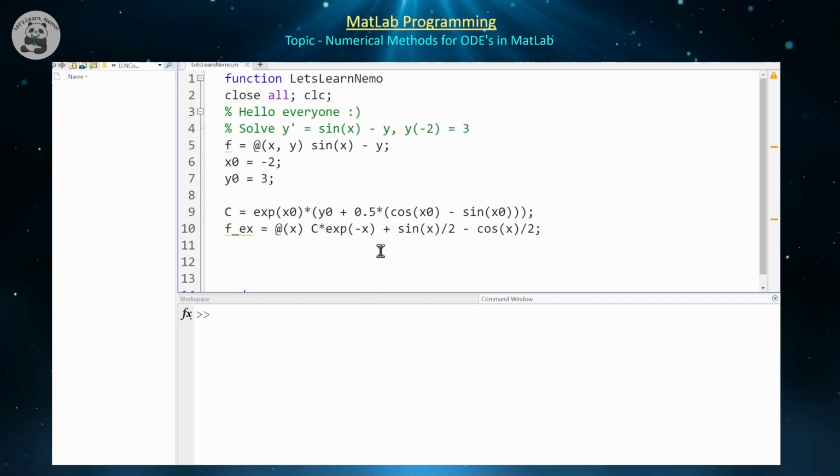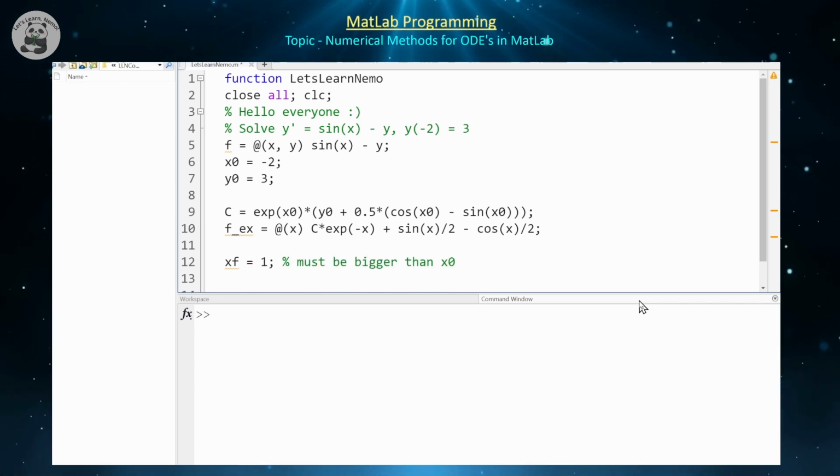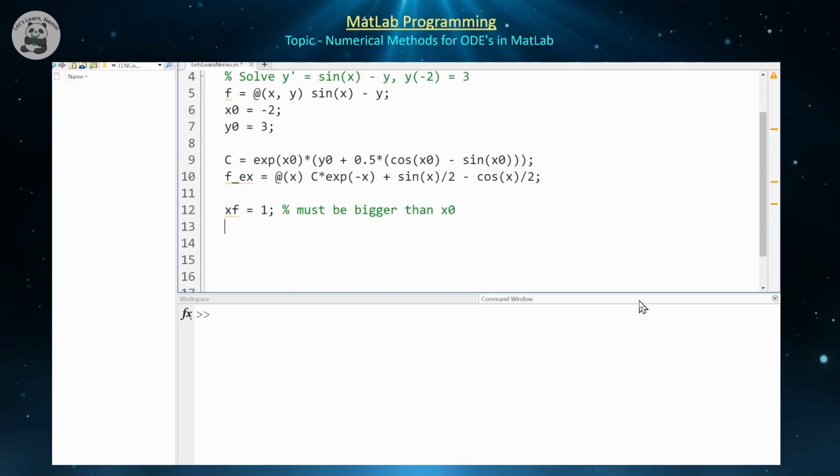Right. So the next thing that we need to figure out is how far from the initial condition x value of minus 2 do we want to forecast into the future. I'm going to choose a final value, which I'm going to call xf, to be equal to 1. The only requirement is that this, of course, must be bigger than x0.